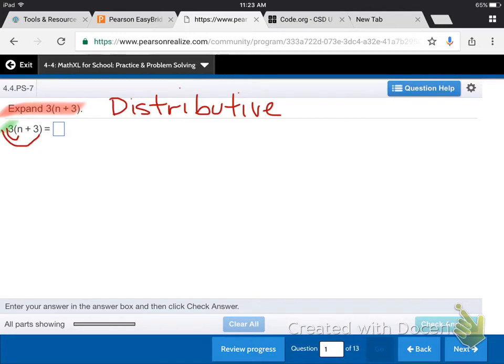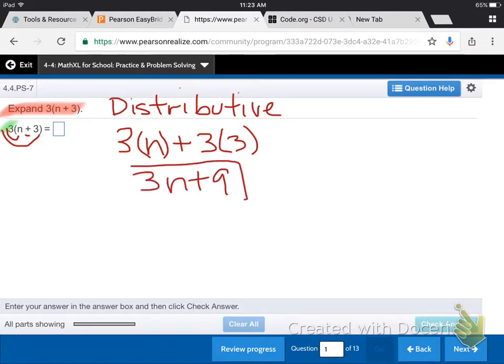So here we go. It's going to be 3 times n, and then see the plus sign right there? Plus 3 times 3. So basically, we took everything inside the parentheses, the n and the 3, and we're multiplying it by the 3 that's on the outside. So this becomes 3n plus 9. And this answer goes right there.